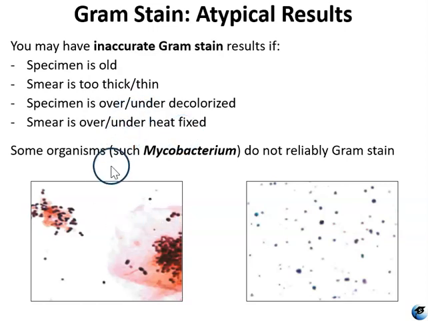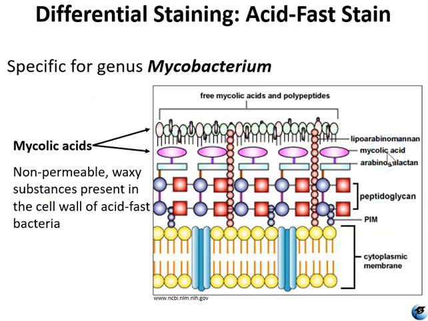And then also something that's not listed here is you can have contamination. So if you're gram staining a pure culture, you know it's a pure culture, but you have two different color cells and you have two different shapes and arrangements, then you probably have two different species on that slide. And if that's not supposed to be two species, then you probably have contamination. And then another consideration is that some organisms simply do not reliably gram stain. A classic example of that is the genus Mycobacterium. Mycobacterium don't reliably gram stain because of their mycolic acid layer.